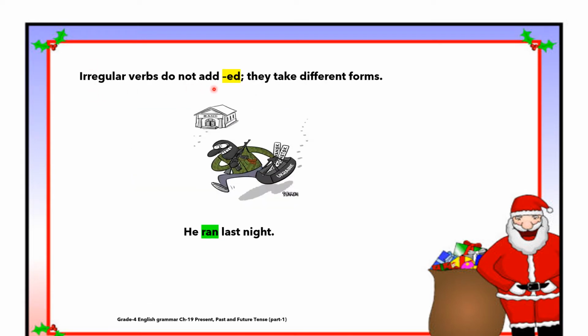Irregular verbs do not add ed. They take different forms. For example, he ran last night. I'll give you a table, children, in a while so that it would be easier for you to understand about regular verbs and irregular verbs and how to form the tenses. Understood?